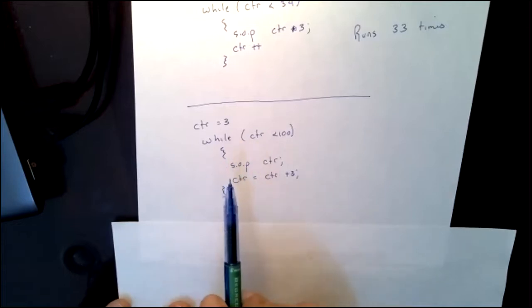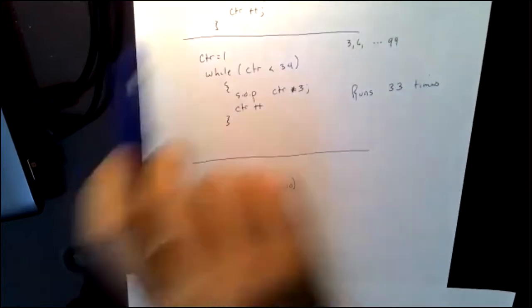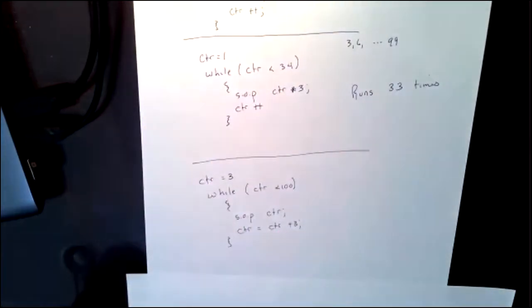But I'm just displaying the exact numbers that I want. So 3 different ways using our first type of loop, which is called a while loop, to repeat a block of code a certain number of times.